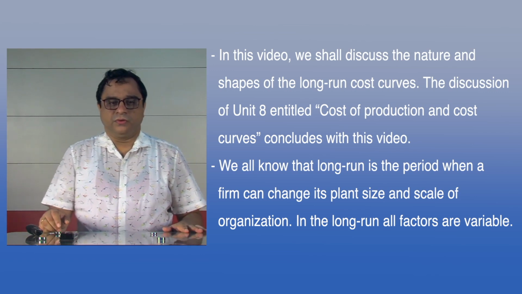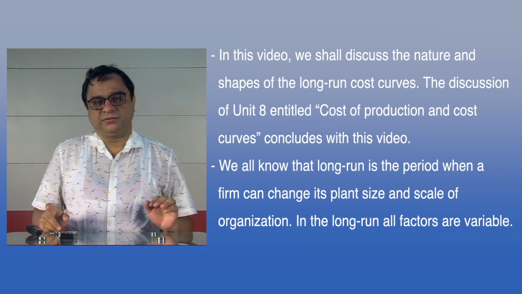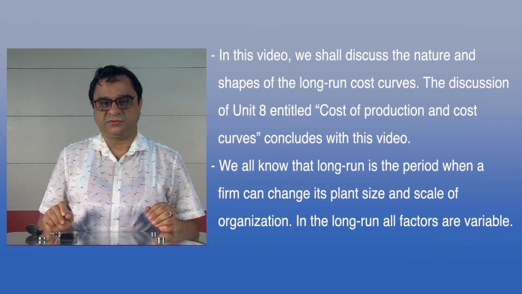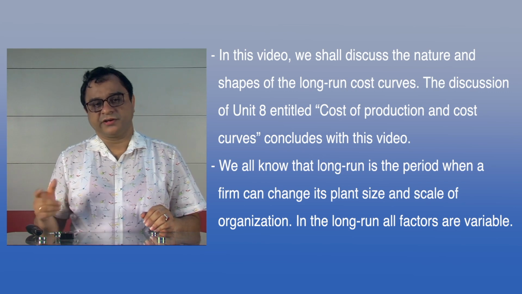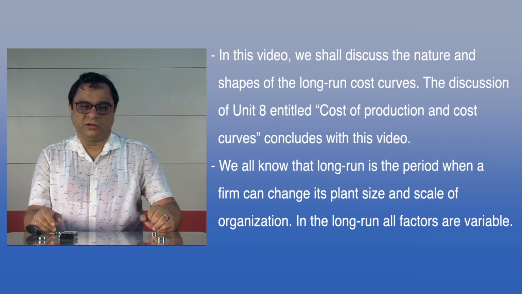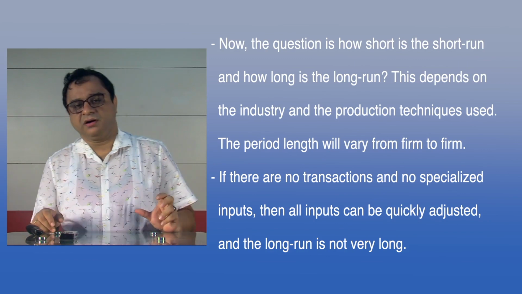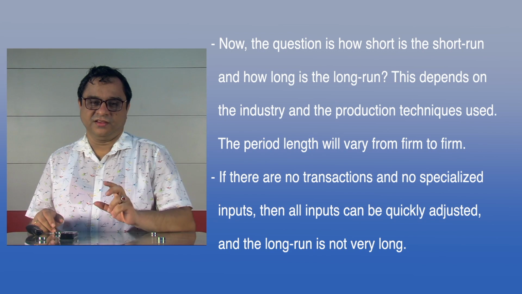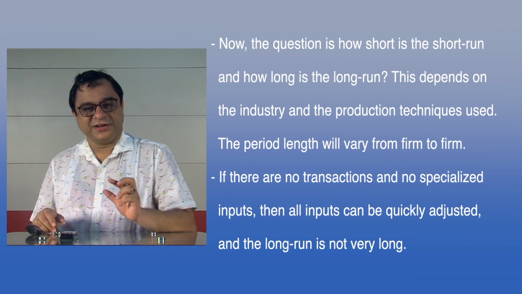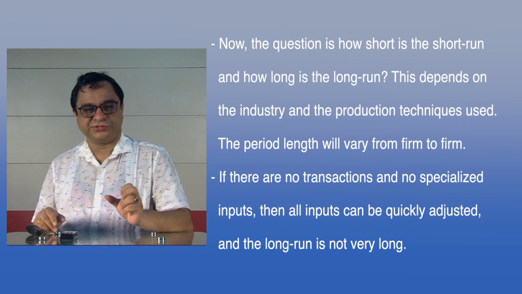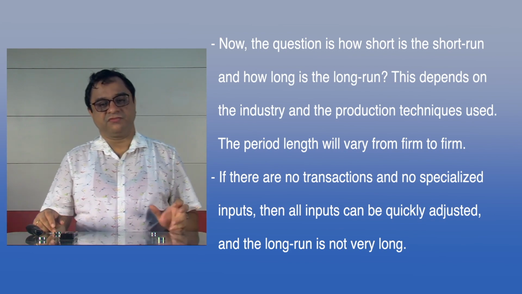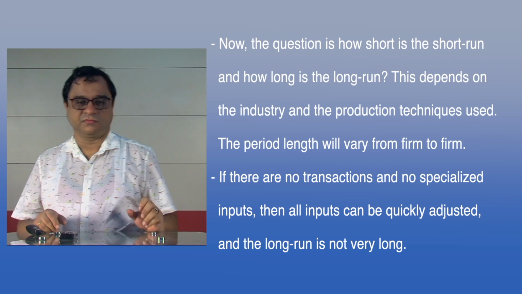We all know that long run is the period when a firm can change its plant size and scale of organization. In the long run, all factors are variable. Now, the question is, how short is the short run and how long is the long run? This depends on the industry and the production techniques used. The period of length will vary from firm to firm.